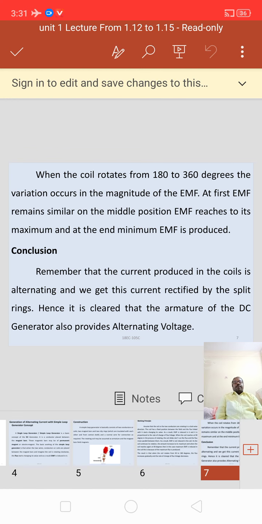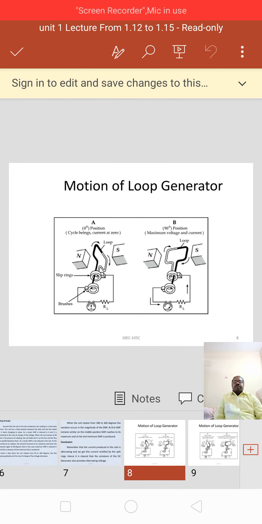Positive and negative comprise this simple loop generator concept, so it resembles a DC generator which provides the alternating voltage. Okay, this is the concept of the simple loop generator. The motion of the loop generator is shown in the figures. The first figure shows the movement of slip rings as well as conductors as well as magnetic flux produced from 0 to 90 degrees, that is shown in figure A.